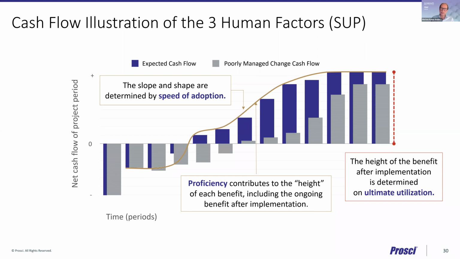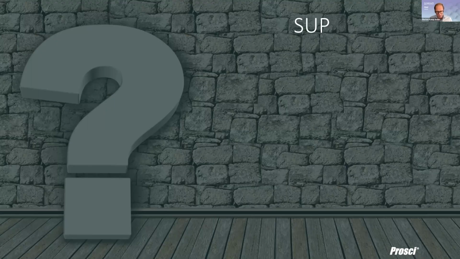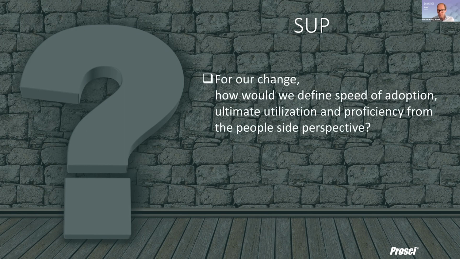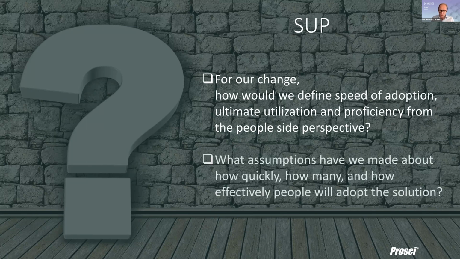So you can actually, from the business case, many times make a case like this. Here are the two questions for speed of adoption, ultimate utilization, and proficiency. How would we define speed of adoption, ultimate utilization, and proficiency from the people side perspective? And the second question: what assumptions have we made about how quickly, how many, and how effectively people will adopt?